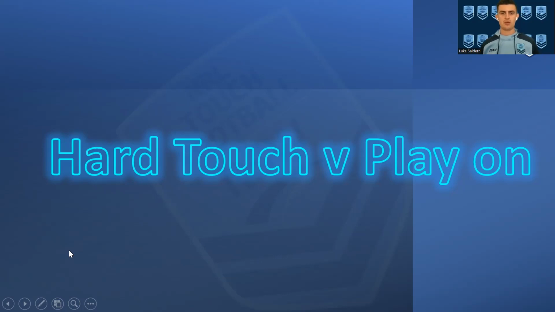So I thought about this a little bit, and one of the things that I want to talk about, and it's something that we don't touch on too often, are the indicators. So the indicators around the decision and how we can decipher what needs to be penalised for a hard touch and what we can actually play on from.